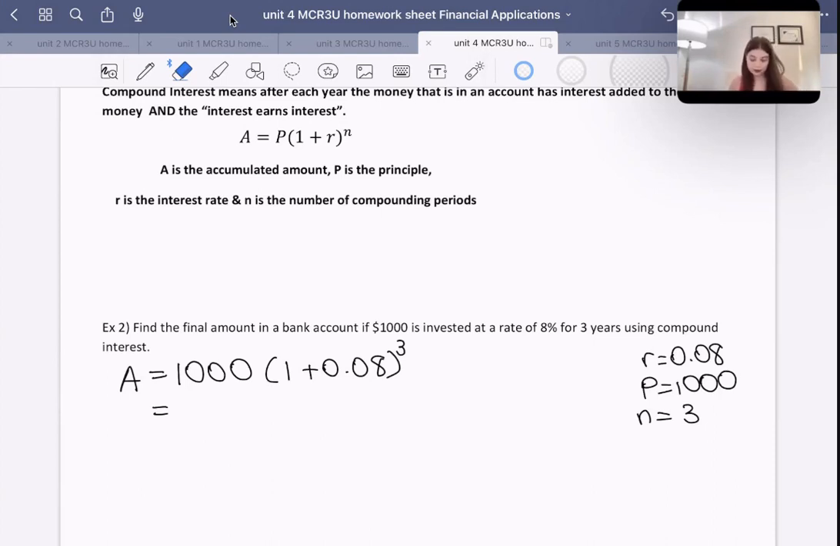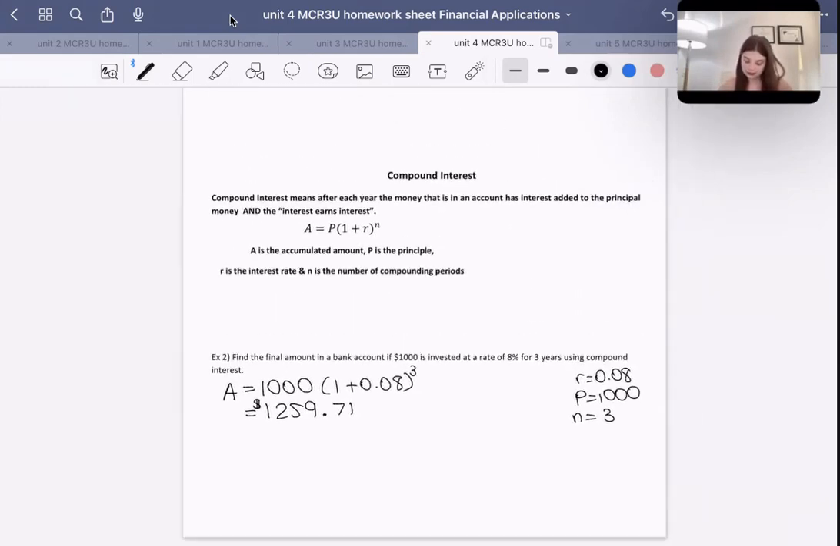So let's see. 1.08 to the power of 3 times 1,000 is equal to $1,259.71. Okay, so that's the accumulated amount. So basically, in these 3 years, in this hypothetical scenario, we still have our $1,000 we originally put in the bank, and we also now have an extra $259.71 that our money earned for us. So that's the correct answer: the final amount in the bank account after those 3 years is $1,259.71.